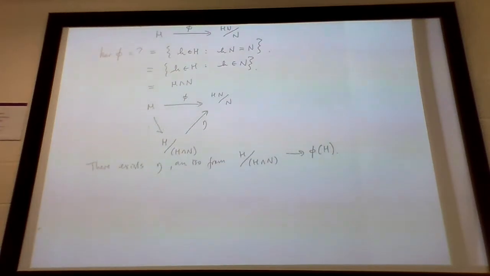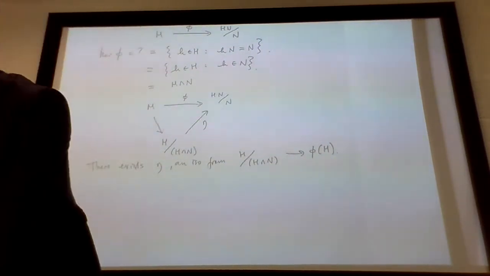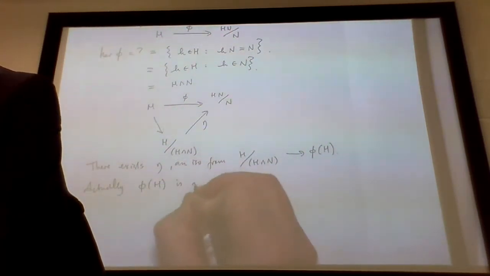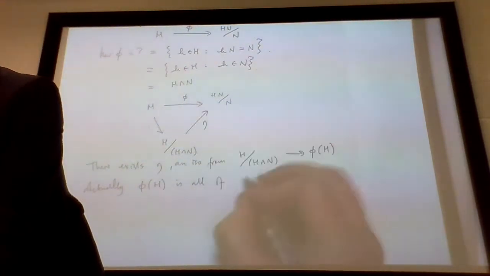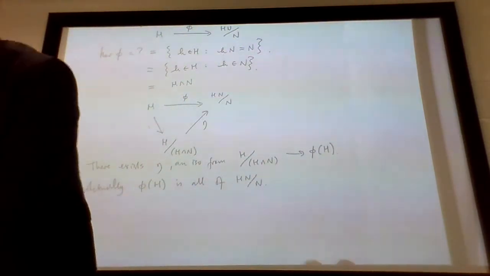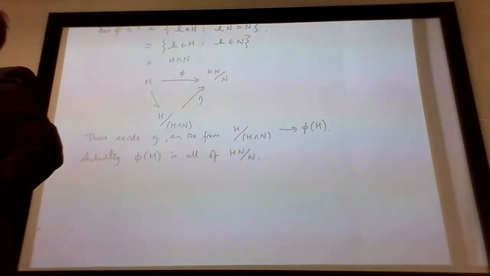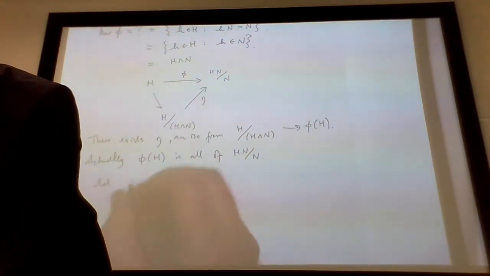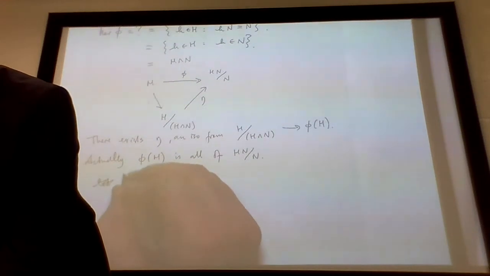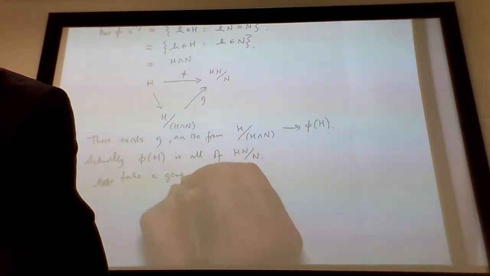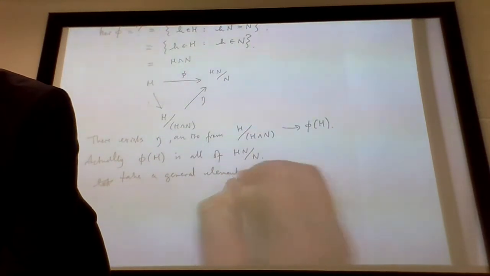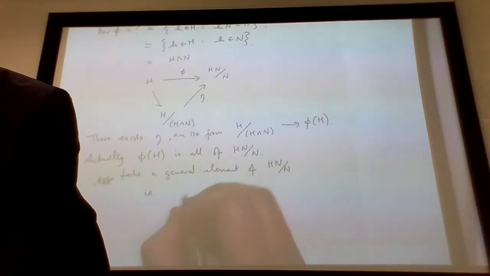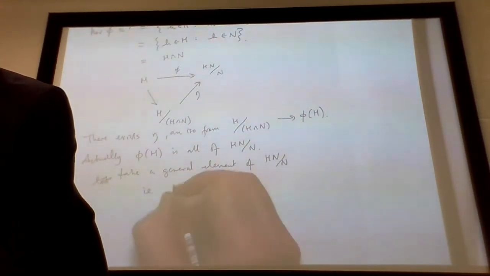So what is phi of H? Actually, phi of H is all of this group, HN mod N. Because given any subgroup, take a general coset here. Take a general element of HN mod N, i.e. this is some coset of N by a product h1n1.